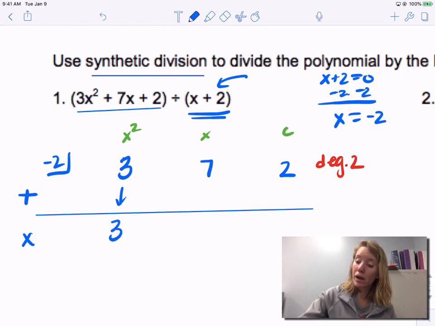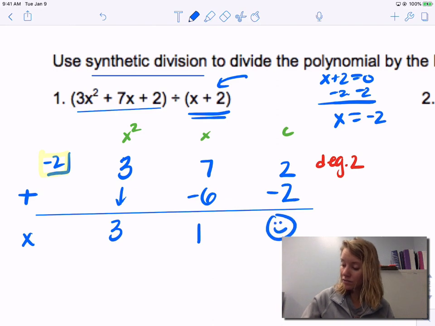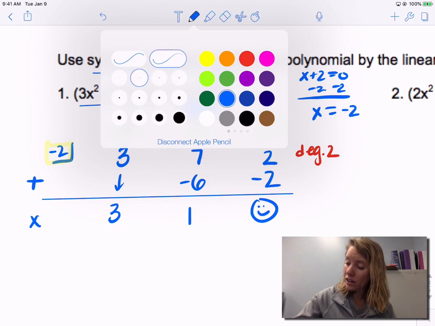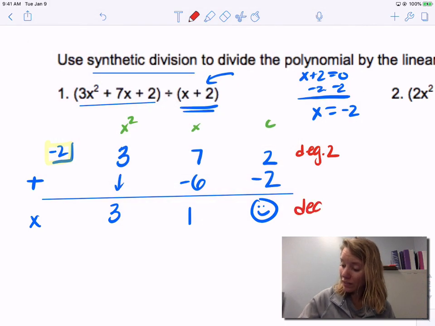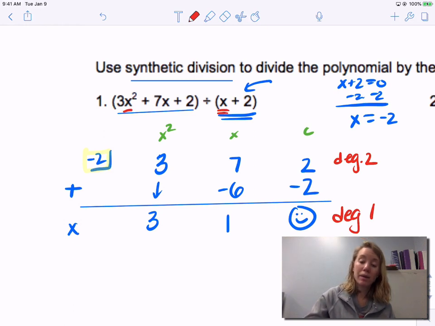And then when we multiply, we're always multiplying by the box number. So negative 2 times 3 is negative 6. Then I add, 7 plus negative 6 is 1. Then I multiply, negative 2. And I get, oh yay, a 0. So notice, this is a degree 2, which means that this one is a degree 1.